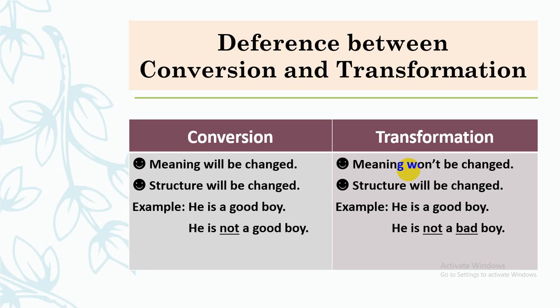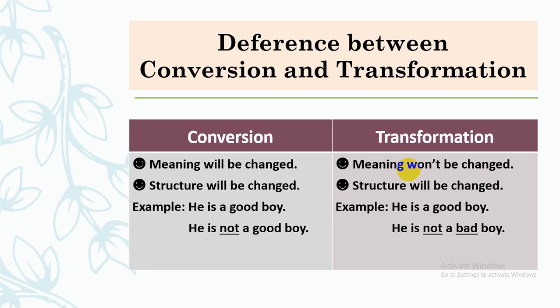So if this is a sentence, and we convert it, we can say he is not a good boy. So here, using not, the structure of the sentence is changed. Actually, the given example is an affirmative sentence and the answer of it is a negative sentence by using not. Along with that, we can see the meaning of the sentence will be changed.